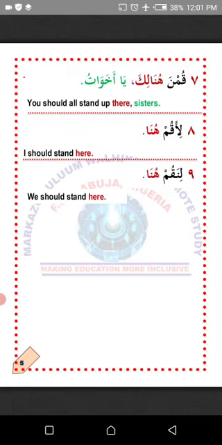Number 7. Kumna hunalik ya akhawat. Kumna, you should all stand up. Hunalik, over there. You should all stand up there. Ya akhawat, sisters. Number 8. Li'akum huna. I should stand here. Number 9. Linakum huna. We should stand here. La'alaka fahimt? I hope you understand.